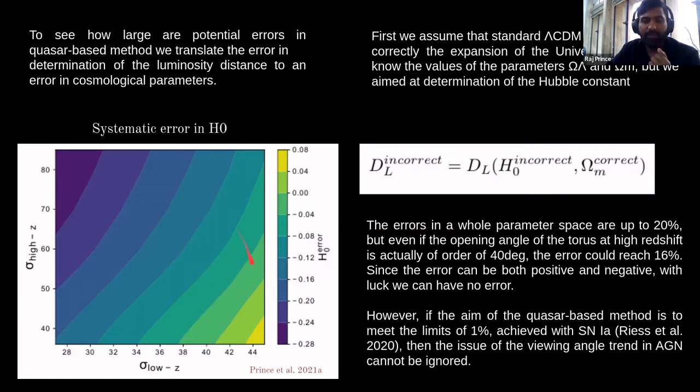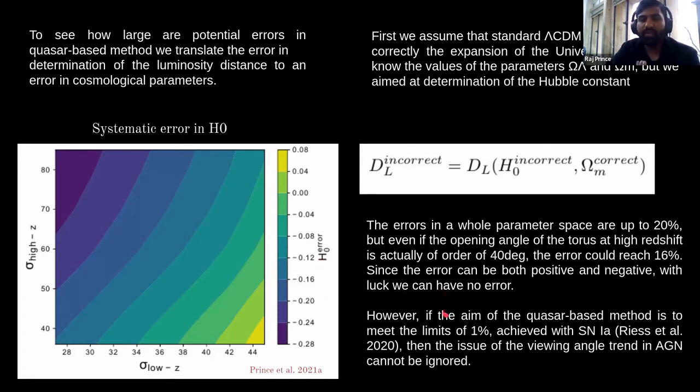The error in the whole parameter space is around 20%, and if the opening angle of the torus at high redshift is around 40 degrees, then we are making an 8% error in H naught. And since the error can be both positive and negative, in total we can make a 16% error in measuring H naught if you do not know the exact structure of the sources at high redshift.